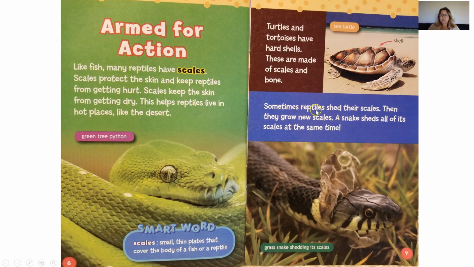Okay, sometimes reptiles shed their scales. Then they grow new scales. A snake sheds all of its scales at the same time. Wow, that is pretty interesting. This is a photograph of a grass snake shedding its scales. And we can see it's kind of like coming out of its scales, and we can see how cool it is underneath. It's got new scales. So it's going to shed from its old scales all at once, kind of like changing clothes.